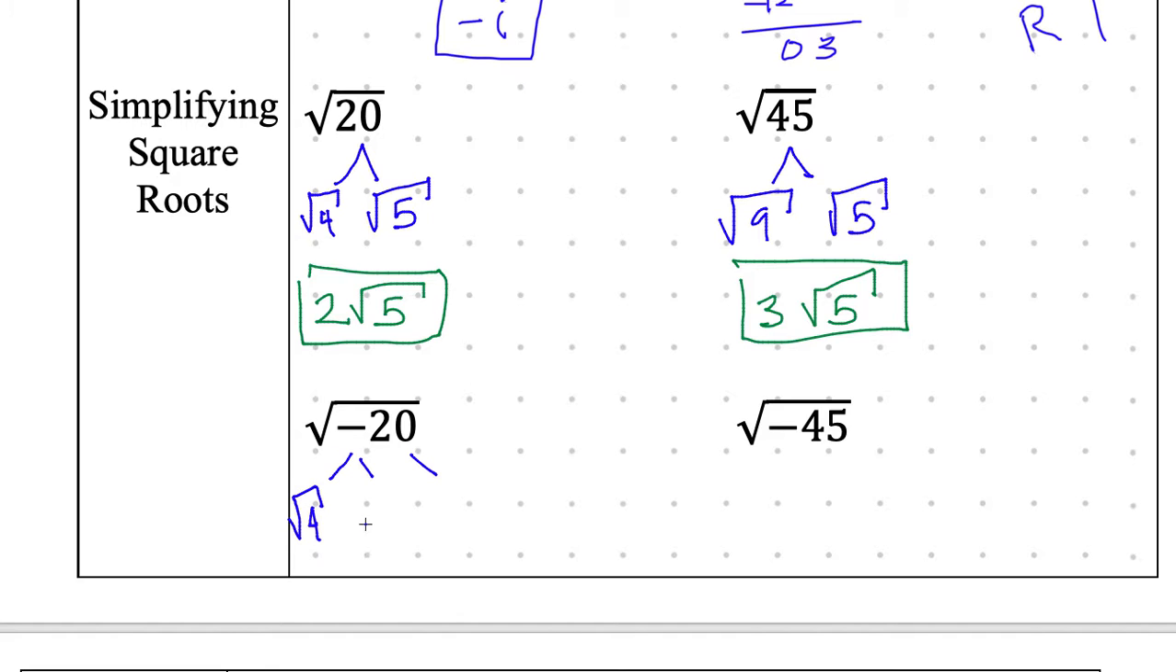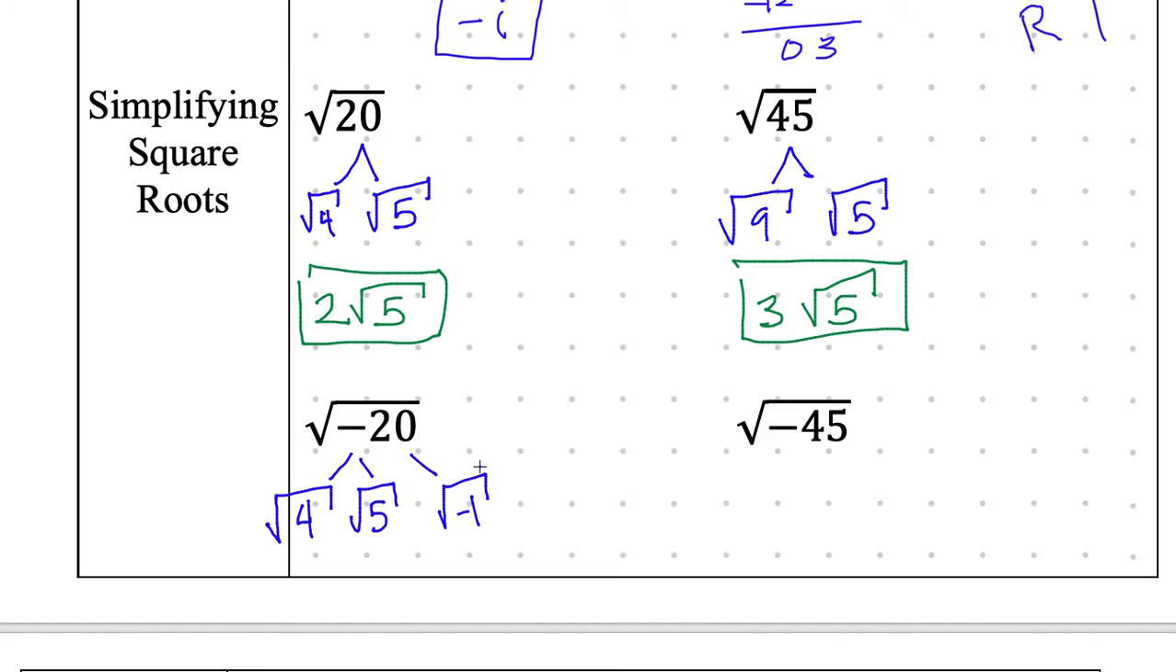Square root of 4, let me write that better. Square root of 4, square root of 5. The third branch is always, always, always going to be negative 1. Why? That's a great question. Why should this be negative 1? Well, negative 1 times 4 times 5 is negative 20. The reason I always choose square root of negative 1 is that is the definition of an imaginary unit.